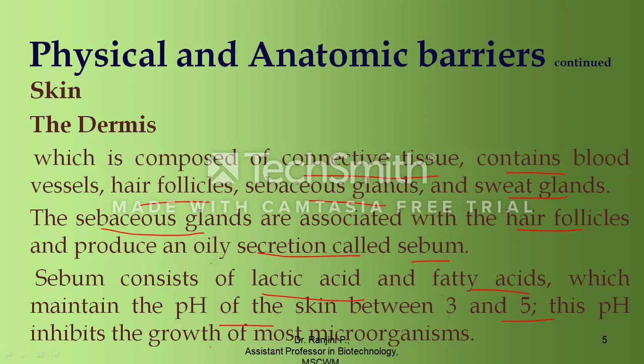The dermis is composed of connective tissue and contains blood vessels, hair follicles and glands like sebaceous glands and sweat glands. Sebaceous glands secrete sebum, which is rich in lactic acid and fatty acid. So the oily nature of the skin is due to this secretion, and this maintains a very acidic pH between 3 to 5, and this acidic pH inhibits most of the microorganisms.